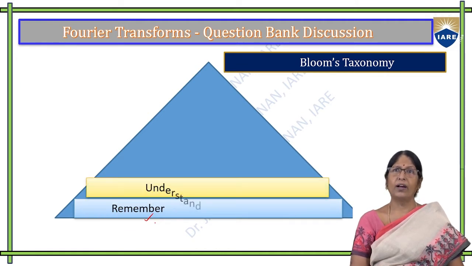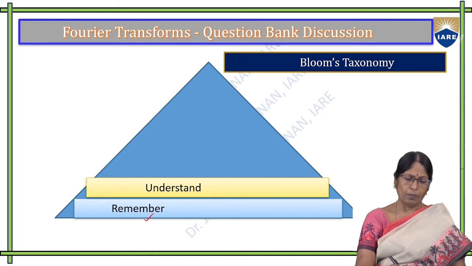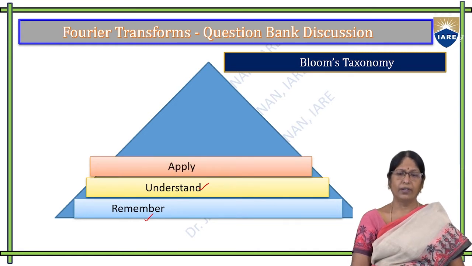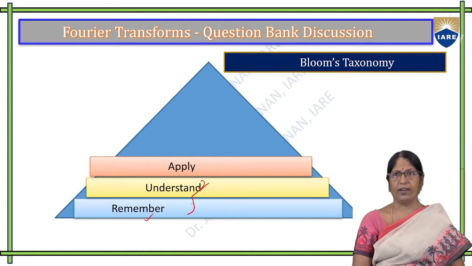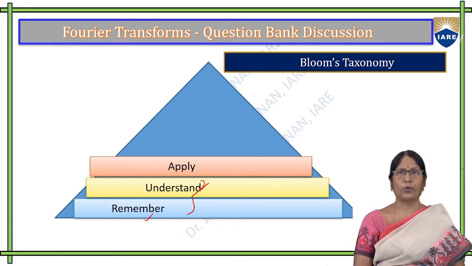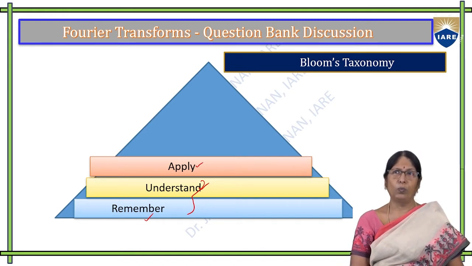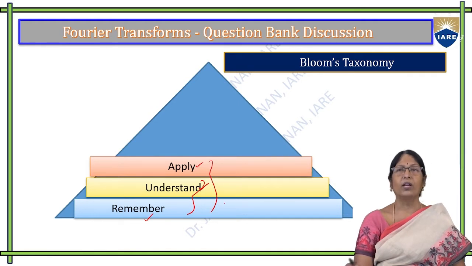The next one is understand. Once the recalling work is over, it tests how far we understood, so understanding the problems is done. The second level also dominates the question bank. The next one is apply. After remembering formulas and understanding the concept, we apply those defined formulas in the problem. So our question bank covers these three levels.